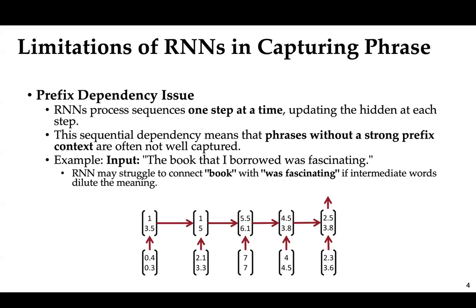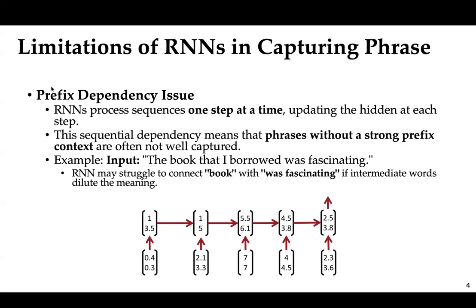That's a huge problem. So to put that, RNN processes sequences one step at a time, updating the hidden state at each step. The hidden states are going to be H1, H2, H3, H4, and then H5 is the final one that's going to be scored. Okay. So it's going to be basically having this issue of prefix dependency. And this sequential dependency means that the phrases without strong prefix context are oftentimes not well captured. So the example, the input: the book that I borrowed was fascinating. RNNs may struggle to connect book with was fascinating if immediate words dilute the meaning.